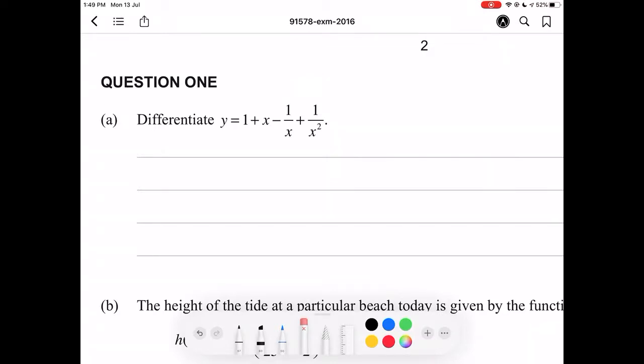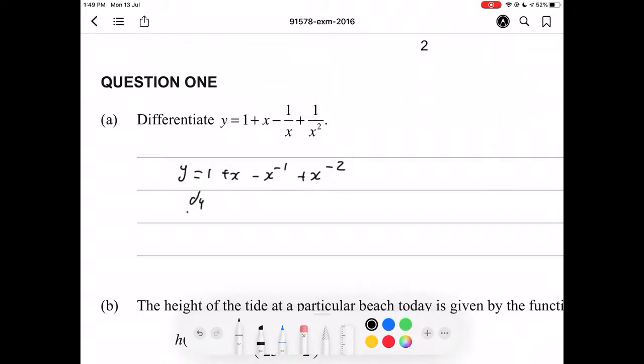For this question, since we only have x in the denominator, we can move x to the numerator and make it a negative power. So we can rewrite this equation as y equals 1 plus x minus x to the power of negative 1 plus x to the power of negative 2. And afterwards, we can just use the power rule to differentiate.